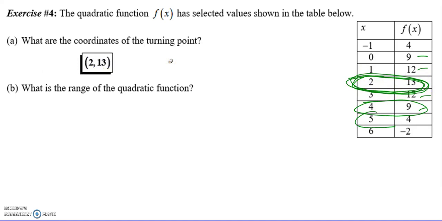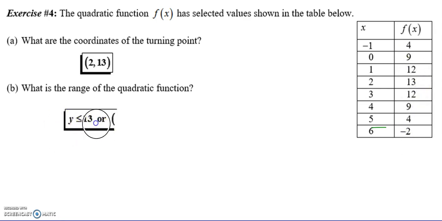And what was the range? Well, remember, those are your outputs or your y values. So you wouldn't say 4 to -2. You look for the smallest one, and this one, actually what you can see is this is the max, 13, and now it looks like it's going down. So it looks like 13 is the maximum amount, and everything's going below it. So now you have to do something like this, where y is less than or equal to 13, and the minimum value for y is -infinity. The maximum is 13. So there's your range.